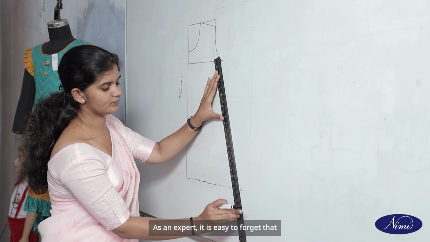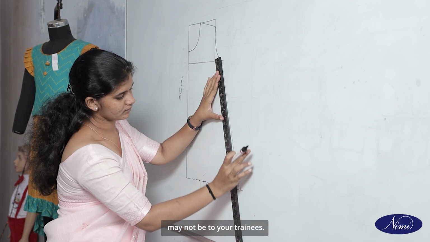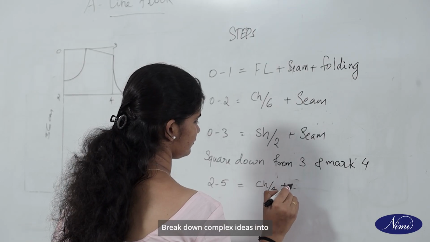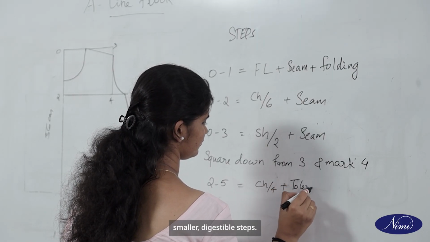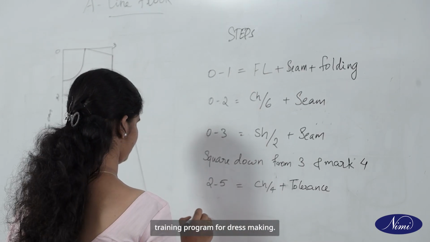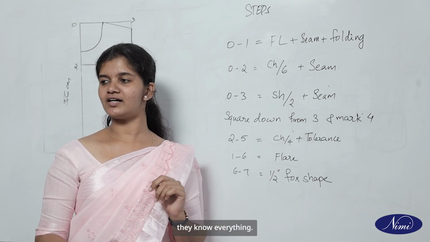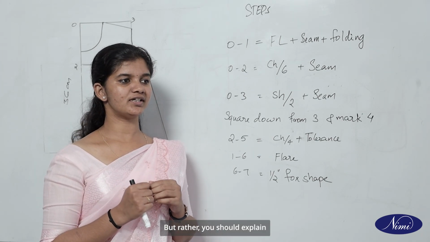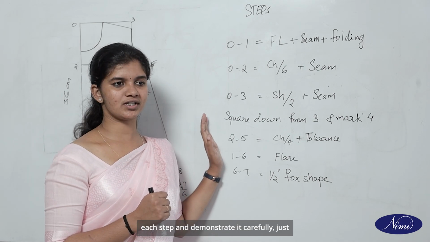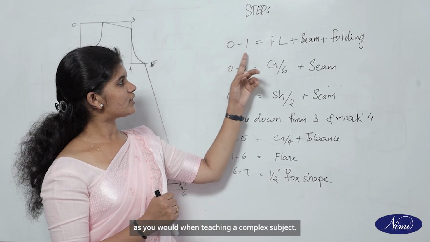Step 5. Prioritize important topics. As an expert, it is easy to forget that what is intuitive to you may not be to your trainees. Break down complex ideas into smaller, digestible steps. Imagine you are teaching someone in a training program for dressmaking. You should not just assume they know everything, but rather you should explain each step and demonstrate it carefully, just as you would do when teaching a complex subject.